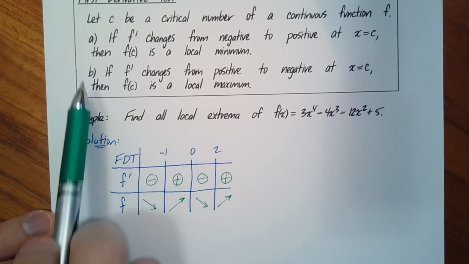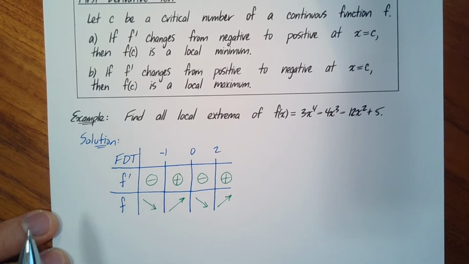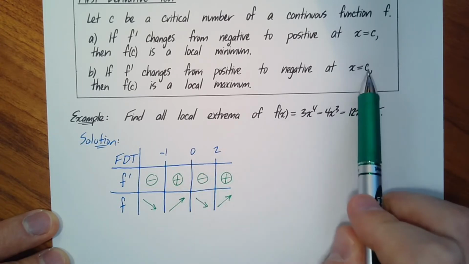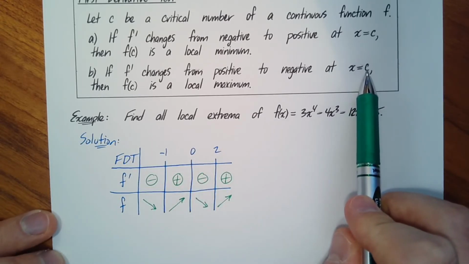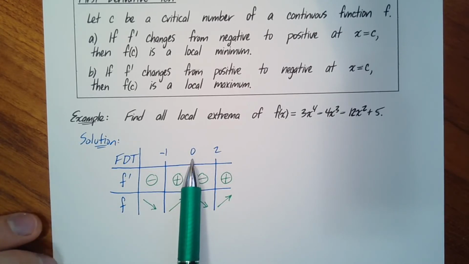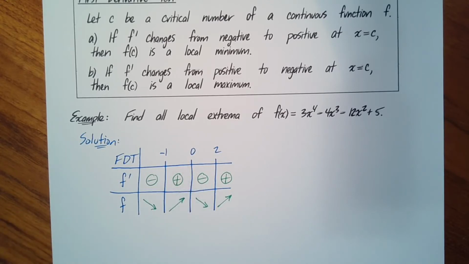Similarly, for part B of the first derivative test, f prime changes from positive to negative right at x equals 0. So think of 0 as your c in the second statement. This tells you that f of 0 is a local maximum, which agrees with our table. If the function increases and then turns around and goes back down, that means you have a local maximum here. So that's why f of 0 is going to be a local max.